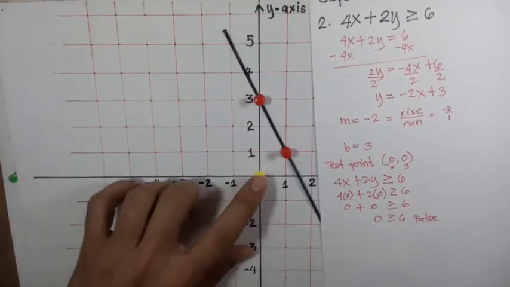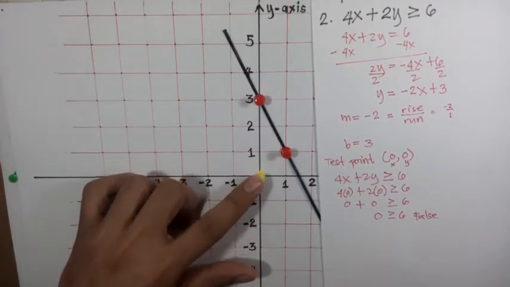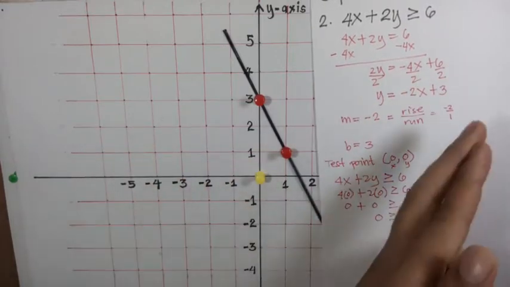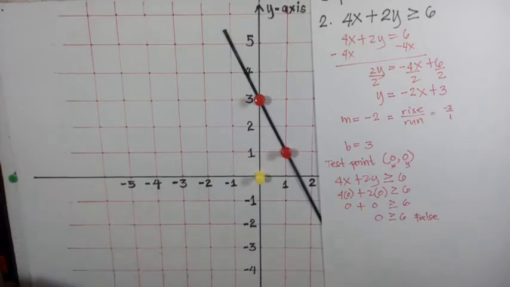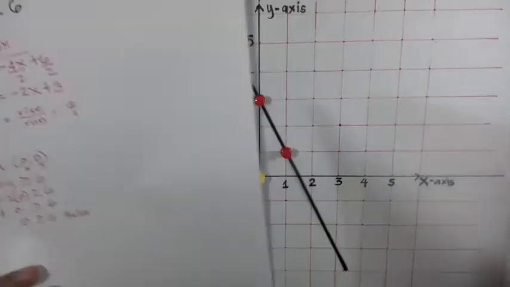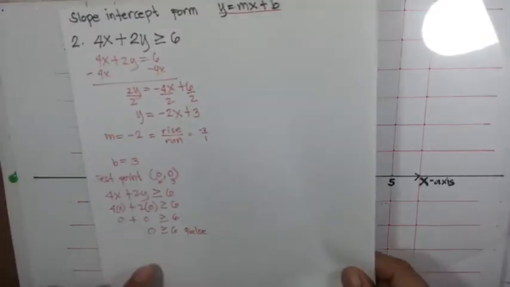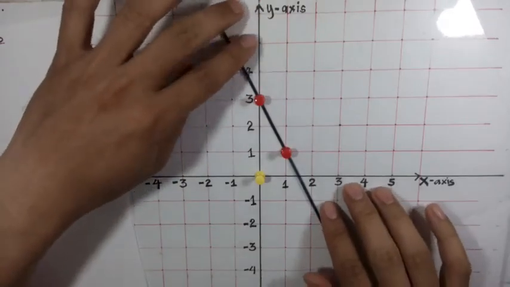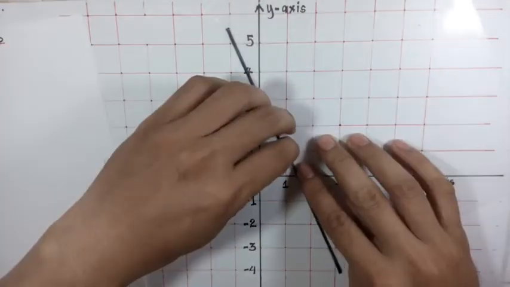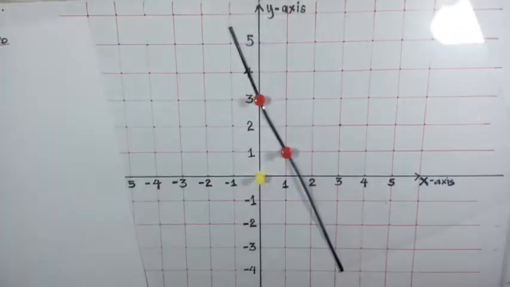If the point which we test is not the solution, then definitely the other part is the solution of our inequality. So the solution would be here. This point that we chose is not the solution. Take a look, it's false. So the solution will be on the other side of our test point. So here, this one. This is the solution.